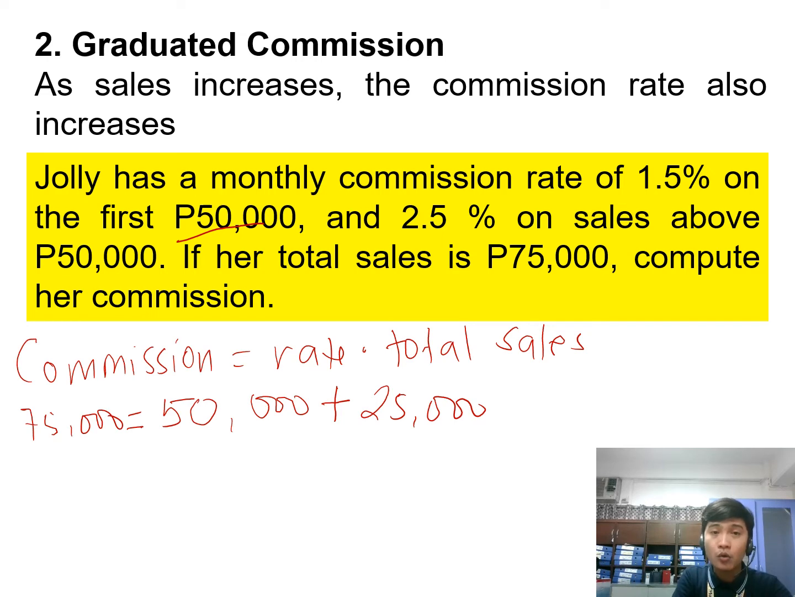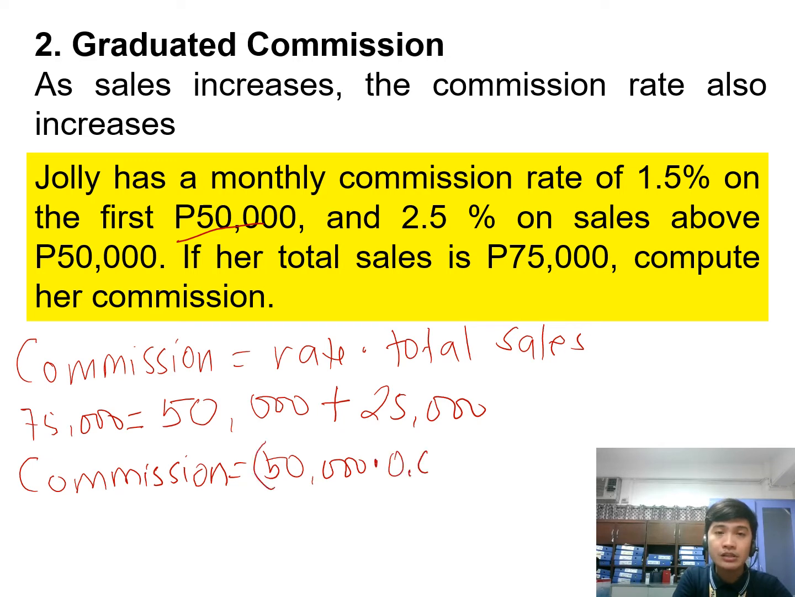Itong dalawang ito ang kukuhanan natin ng percentage ng commission. Okay, so ang kanyang magiging commission dito, pag atin dinetalye ito, that is 50,000 pesos to be multiplied to 0.015 plus yung 25,000 pesos, kukuhanin natin yung kanyang 0.025 percentage of commission. Okay? Ulitin natin.